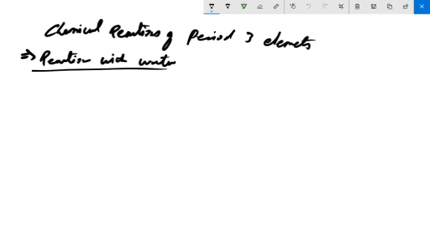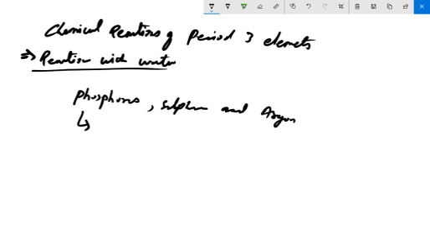And if we react phosphorus, sulphur and argon, there will be no reaction because these elements do not react with water.